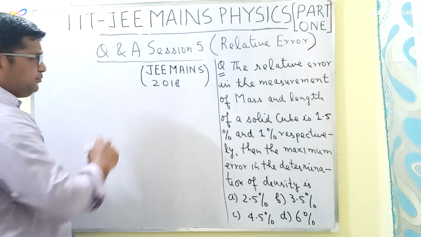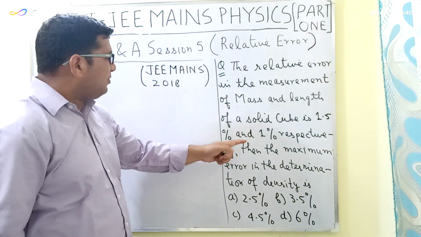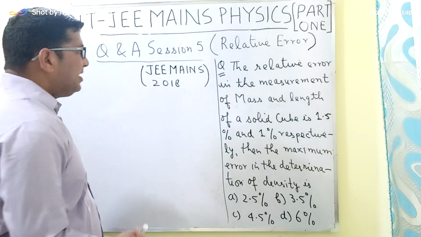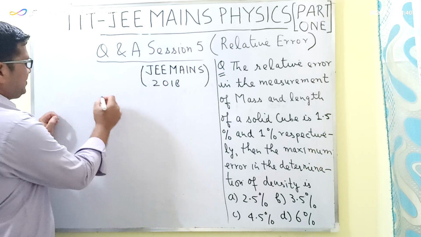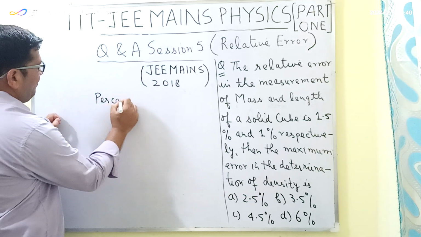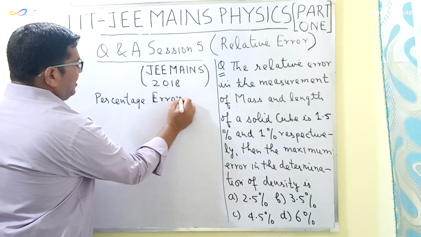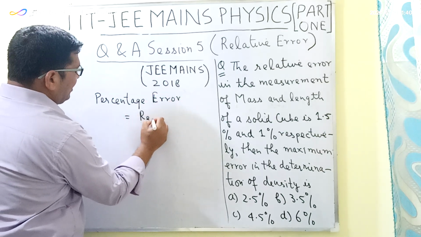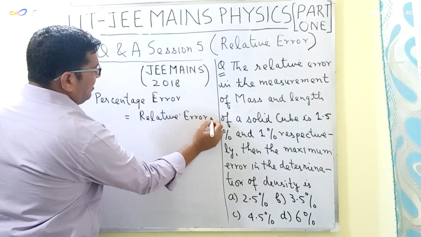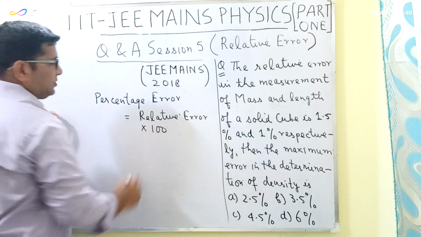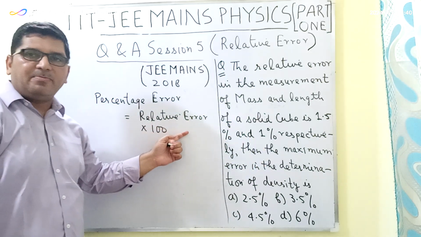So the relative error in the measurement of mass and length of a solid cube is given as 1.5% and 1% respectively. But this error which they have mentioned here is the percentage error. And what is percentage error? Percentage error is equal to relative error multiplied by 100. So this is the percentage error, and percentage error is equal to the relative error multiplied by 100.